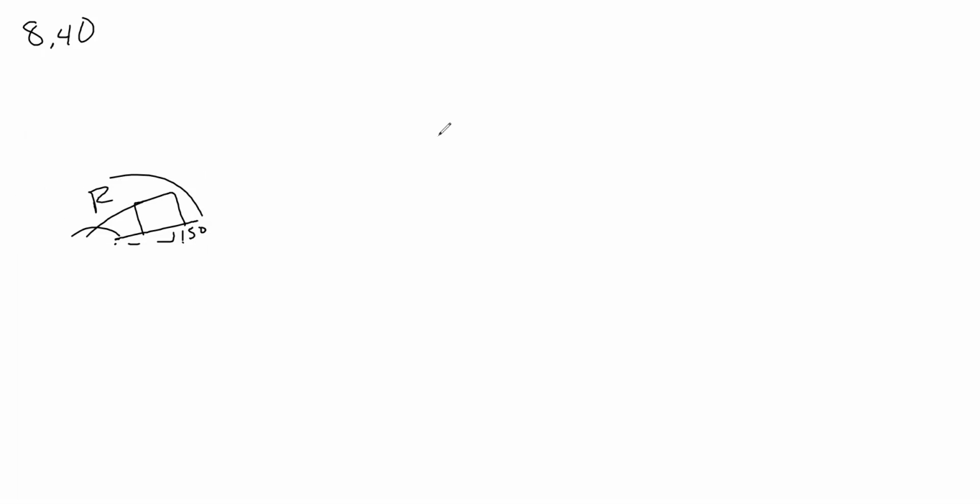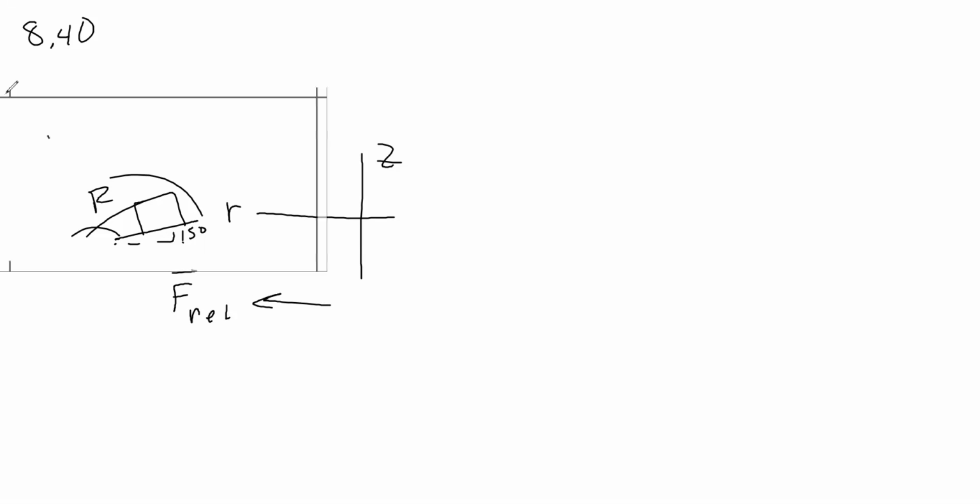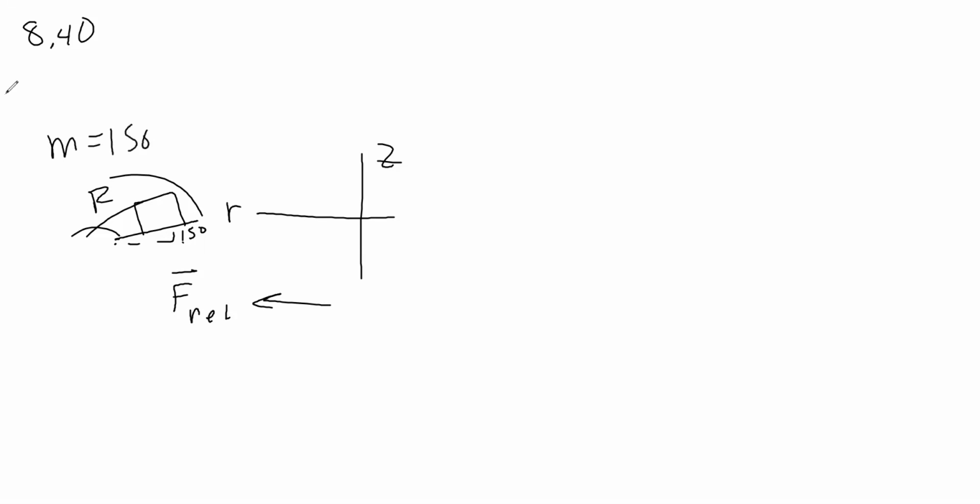So for the free body diagram, we have the r-axis and the z-axis, not x and y, r and z, and the net force points in the r direction. What does the free body diagram look like? By the way, the mass of the car is going to be irrelevant in this model, but the mass of the car is 1,500 kilograms.